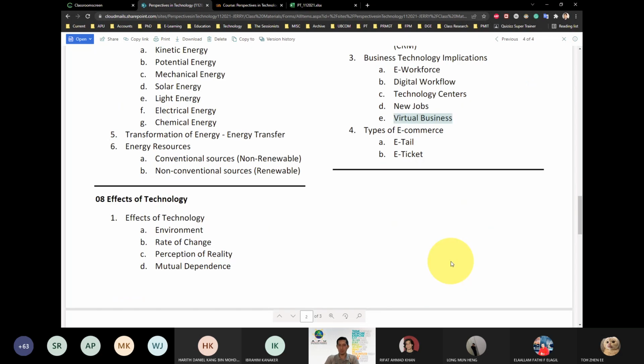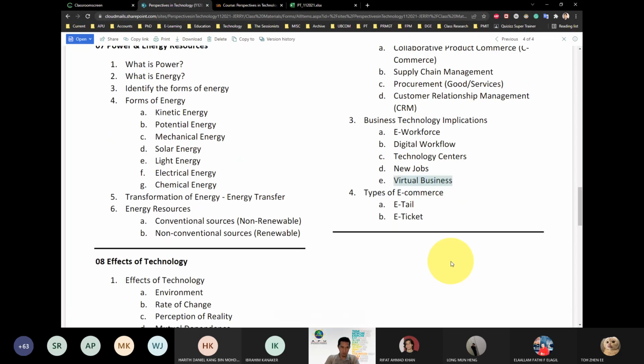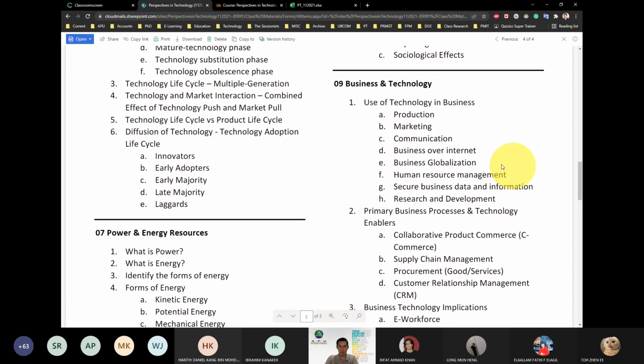So there was a bit of a discussion in relation to brick and mortar, click and mortar, and of course different types of e-commerce, talking about e-tail and e-ticketing as well. So there is quite an extent of areas of business and technology covered, but most importantly, when you want to explain something, like I said earlier, you choose an area to talk about and you explain in relation to that. Don't try to cover all these areas, because that is not the whole idea when it comes to answering the exam questions.